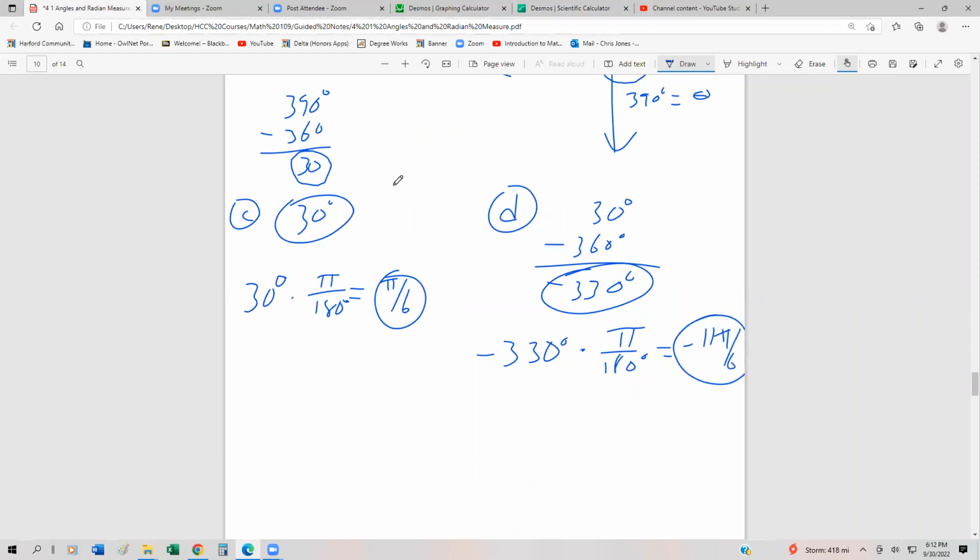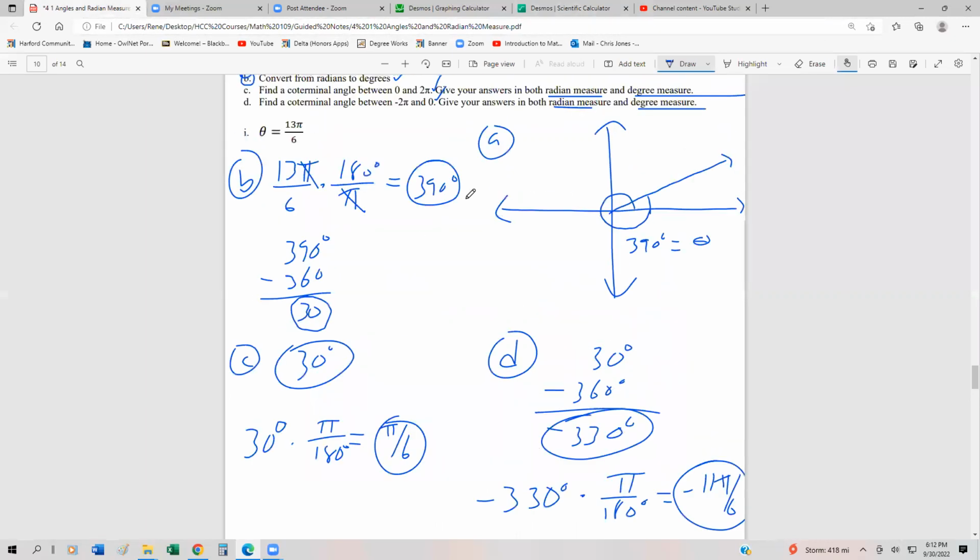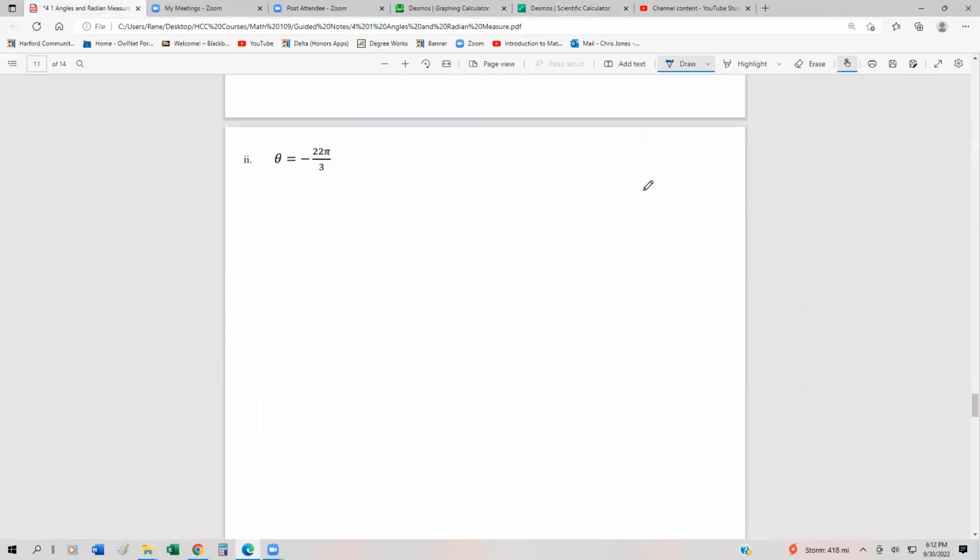All right, so that's pretty easy. Again, all we're doing is using our factors and multiples of 360 to subtract and also add. All right, one last example here.